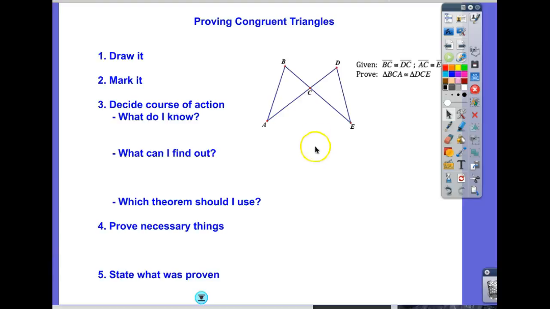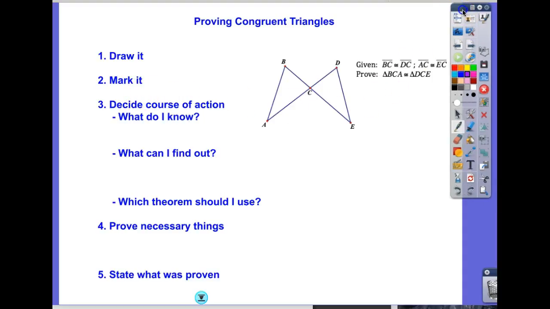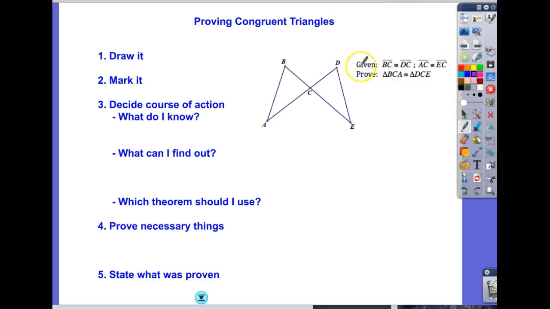So let's look at one. So first, draw it. Lucky for me, it's already drawn on there, but you would draw that in your notebook so that you can mark it. So this says that BC is congruent to DC, and those lines there mean those line segments. So BC is this one. I'm going to mark it congruent to DC, which is that one. So now they're marked congruent.